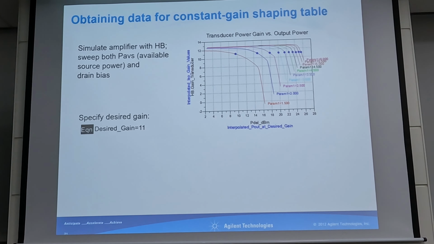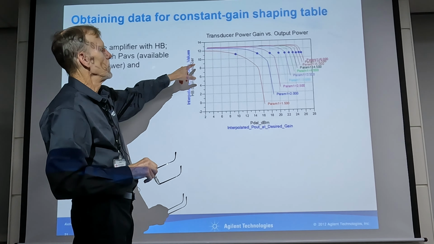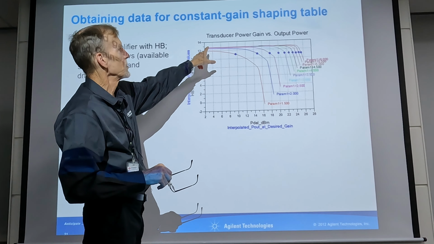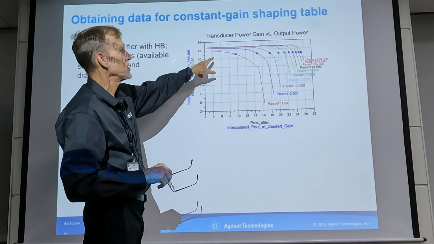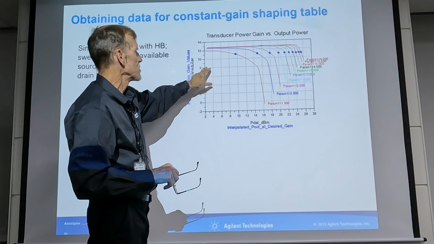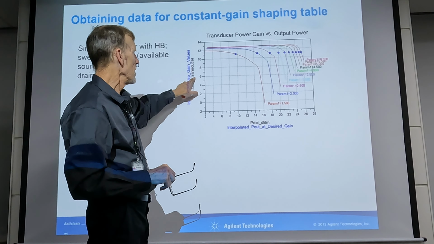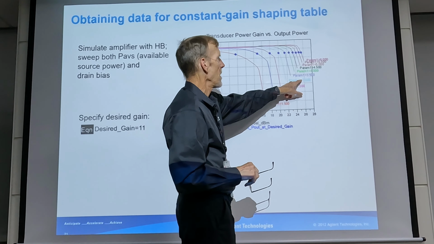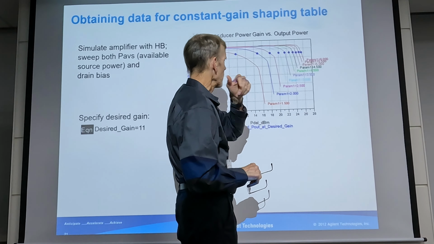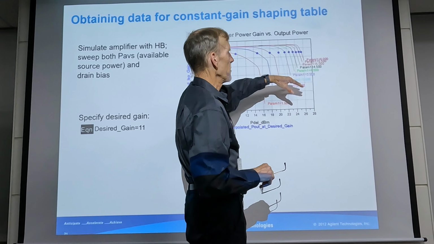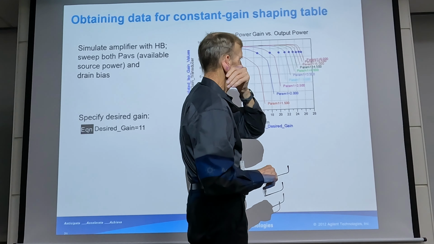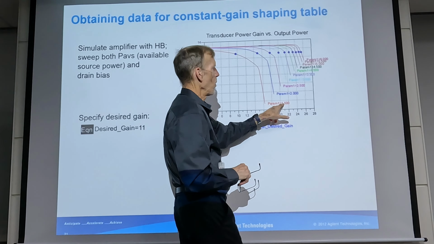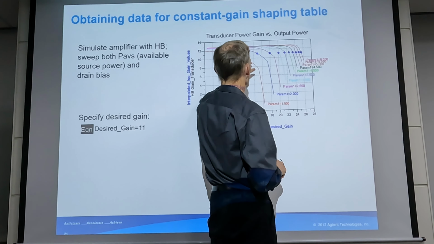And this just gives you an idea of what it looks like to generate a shaping table. I'm sweeping the bias of the amplifier. This is a fairly small signal amplifier, not a real high power amplifier, from 1.5 up to 6 volts.